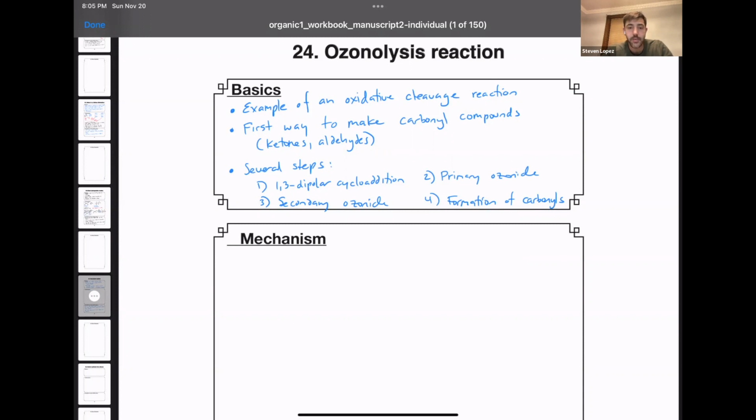Starting from an alkene, we do a 1,3-dipolar cycloaddition. We make a primary ozonide, and this primary ozonide can be converted to a secondary ozonide through a rearrangement, and then we can rearrange one more time from a secondary ozonide to the formation of the actual carbonyl compounds. Okay, so let's explore the reaction of cis-2-butene plus ozone at minus 78 degrees Celsius, followed by dimethyl sulfide to afford these two products, an aldehyde and a ketone.